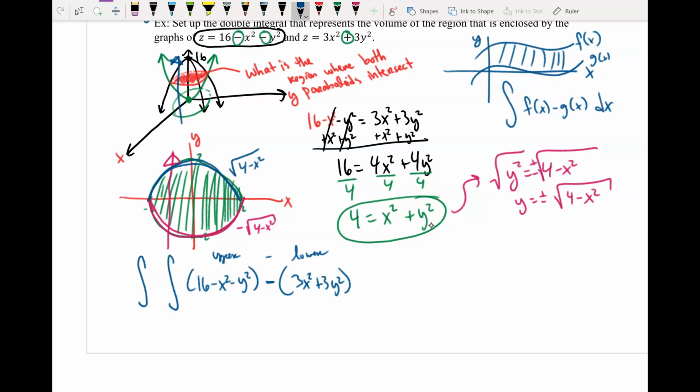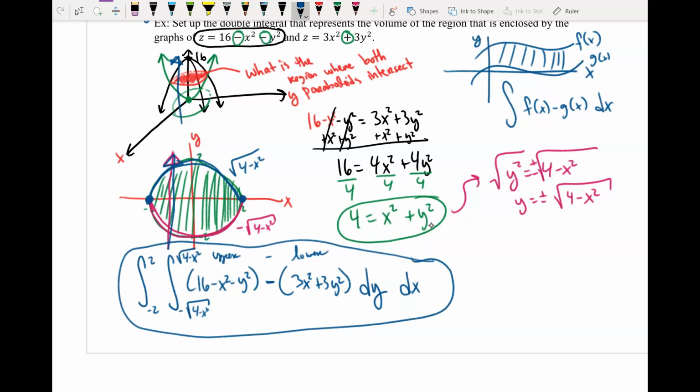So you can see by this arrow, it's going to go through negative square root of 4 minus x squared and come out through positive square root of 4 minus x squared. And this is in terms of dy. And my dx is just going to be the x values where the circle is at, so from negative 2 all the way to 2. Since we're only setting it up, this will be my answer.